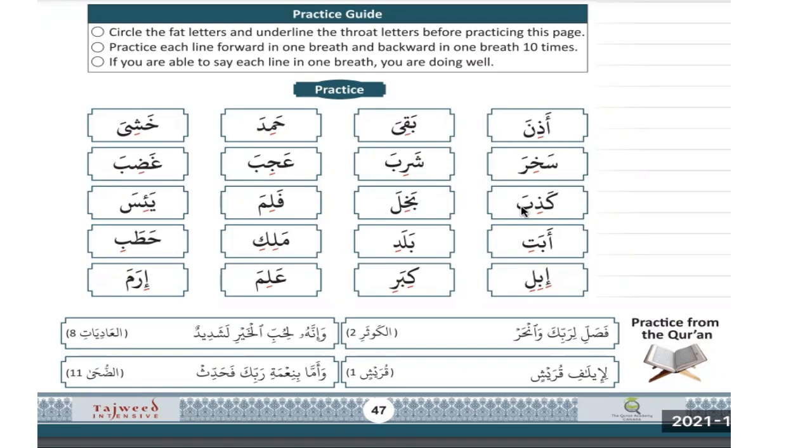Ghain, fatha, gha. Dod, kasara, di. This is again a very tricky letter for me. Dod, kasara, di. But again, it's a fat letter, a heavy letter sound. Ghadi, Ghadiba. Very good.